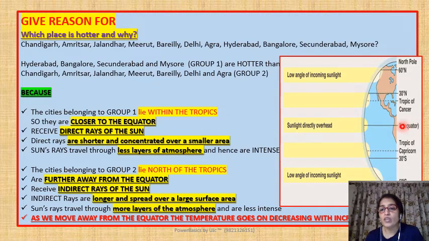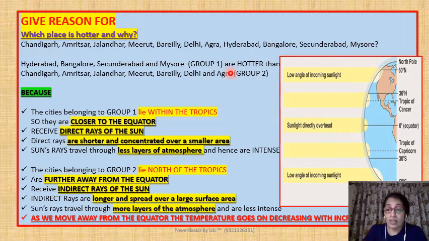So this is your equator, 0 degrees. This is Tropic of Cancer, Tropic of Capricorn, and you keep moving up and down towards the north and south poles. When you move away from the equator, the sun's rays are less intense, less concentrated. So it is less hot compared to on the equator or areas around the equator. So these cities all lie above the tropics, so they're far away from the equator. These cities lie in the tropics, so they're closer to the equator. The closer you are to the equator, the hotter you're going to be.